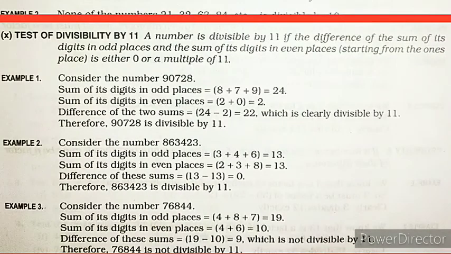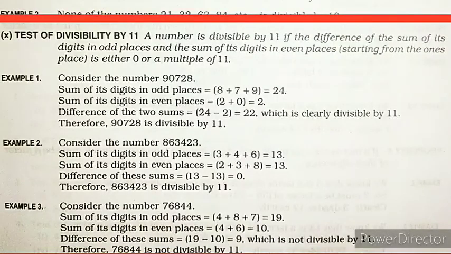Now come to the test of divisibility by 11. Okay, understand it properly. A number is divisible by 11 if the difference, meaning subtraction, of the sum of its digits in odd places and the sum of the digits in its even places, starting from the ones place, is either 0 or a multiple of 11. Now see, with an example I will try to make you understand.